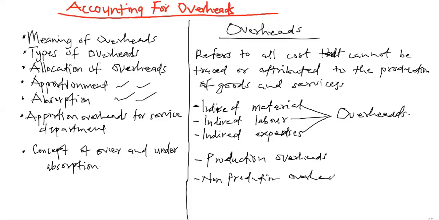So after we've produced our goods and now we have our final product, the cost that we will incur after getting our final product, and we can't trace it to a particular cost unit or cost center, that is what we term as what? The non-production overheads. So for example, we have selling and distribution expenses.